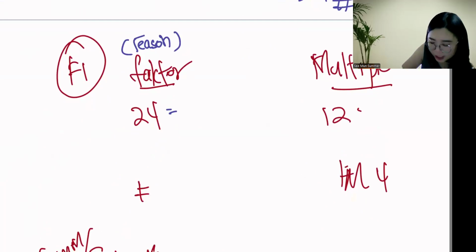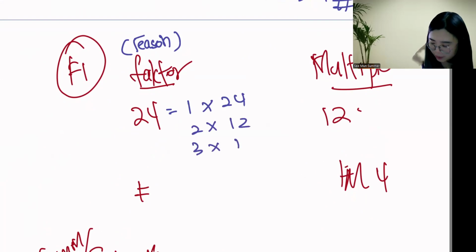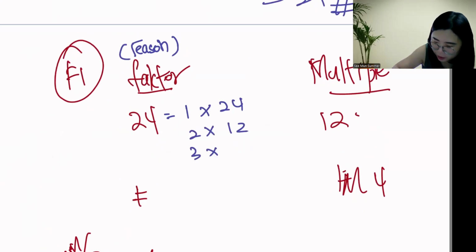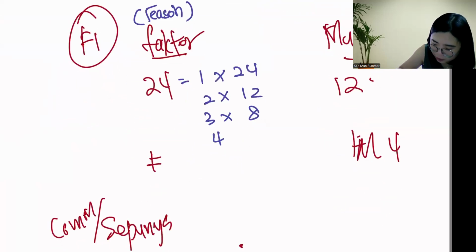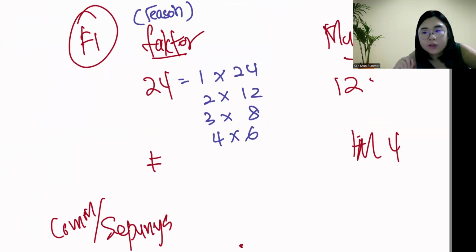In Form 1, we learned that if 24, we have to list out everything, from the smallest to the biggest. 24: 1 times 24, 2 times 12, 3 times 8, right? And then 4 times 6, and then that's it. So these are the factors of 24.